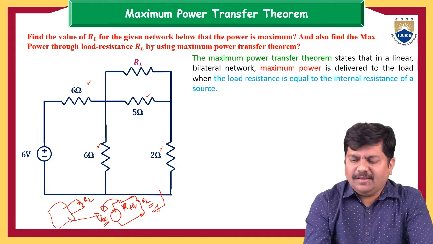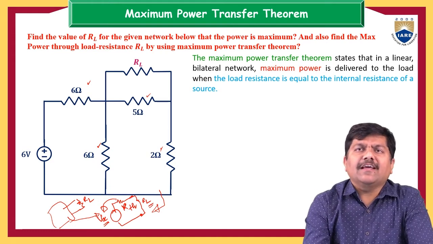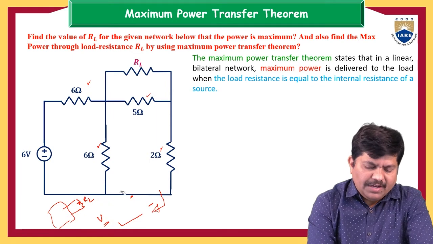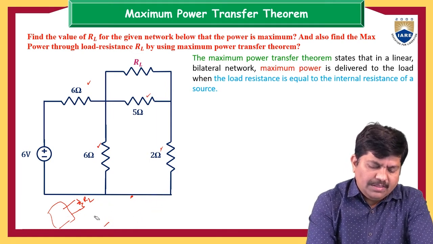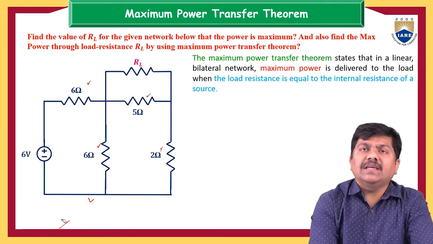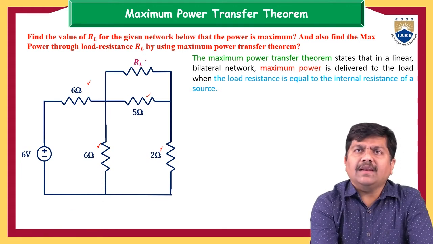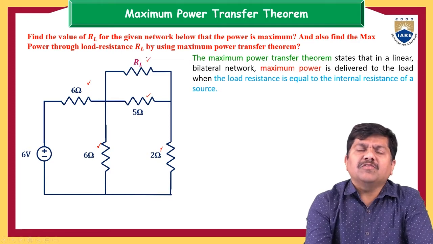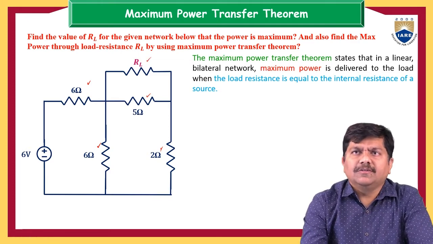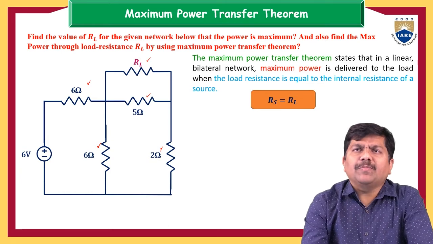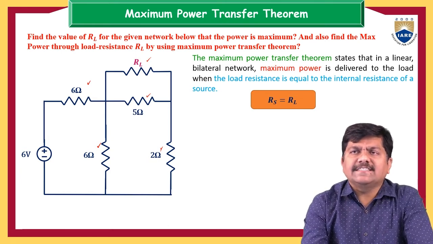So here I am going to reduce this given electrical network into a Thevenin's equivalent circuit. Now in this Thevenin's equivalent circuit, if you could see, what is this RL? RL is our interested one. We have to calculate this RL such that the maximum amount of power is transferred. So the condition for maximum power is that the source resistance and load resistance must be the same. Then only we can see the maximum amount of power transferred to the load.